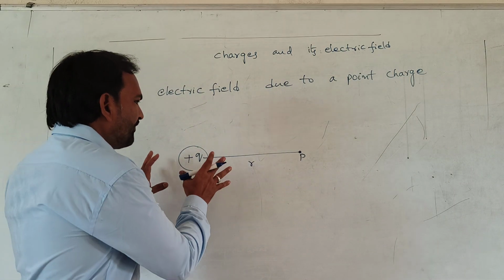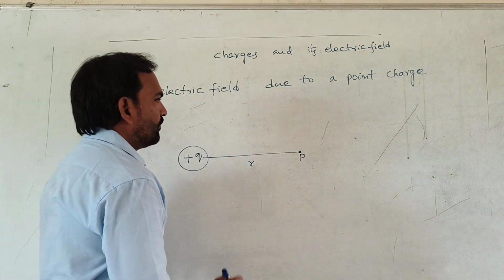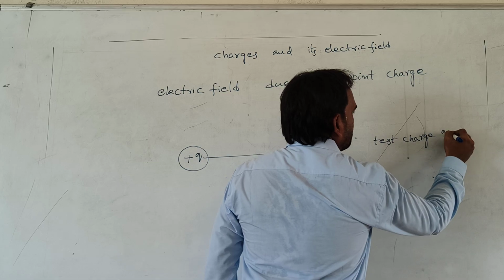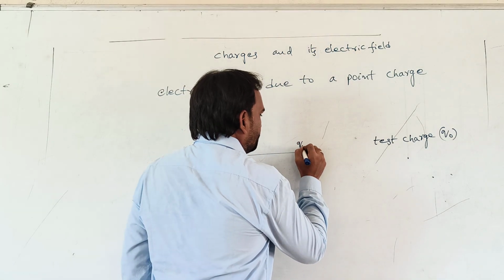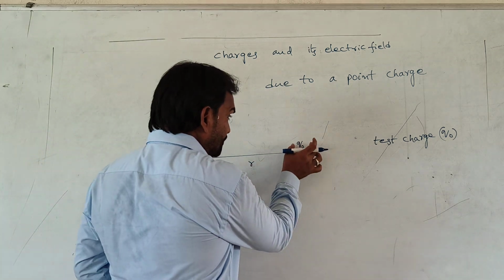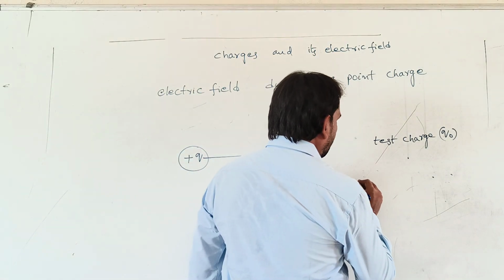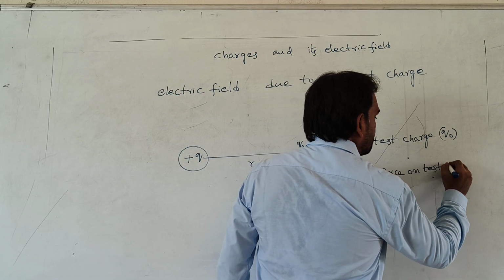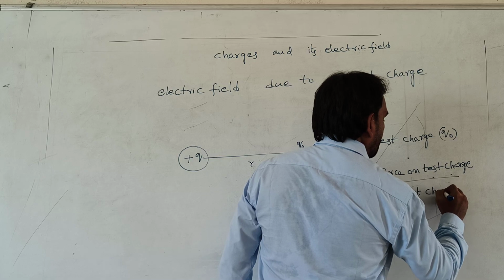Okay, students. So how can you find this electric field at this point P? Generally we take one test charge, Q naught. This is a test charge placed here. As an assumption, we place the test charge at point P. So when we find the electric field, first we find the force on the test charge.